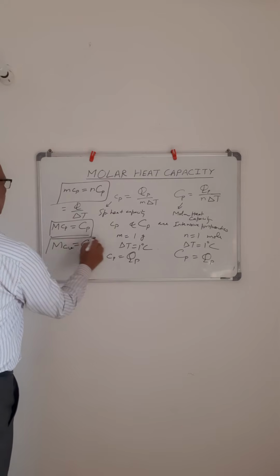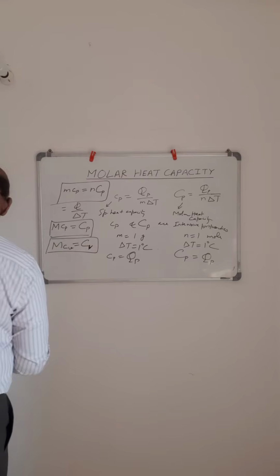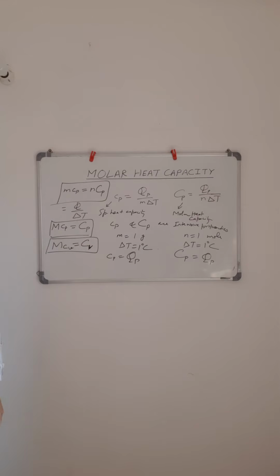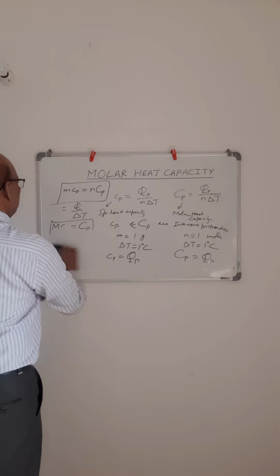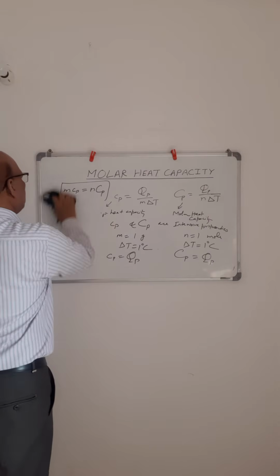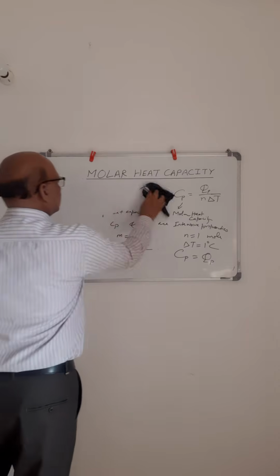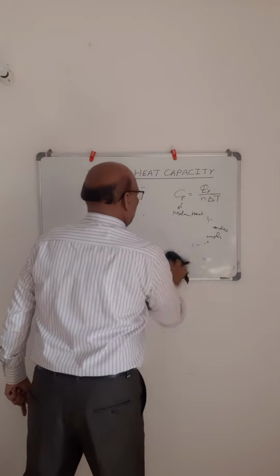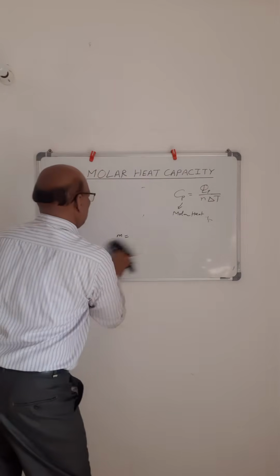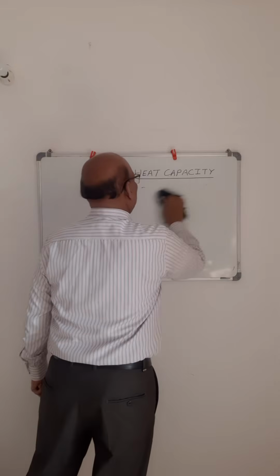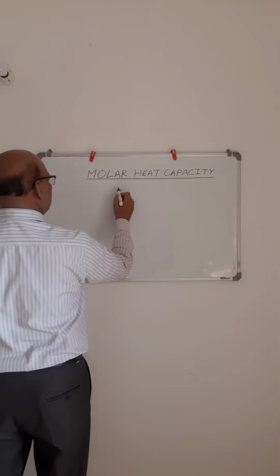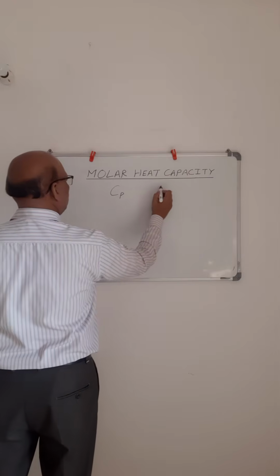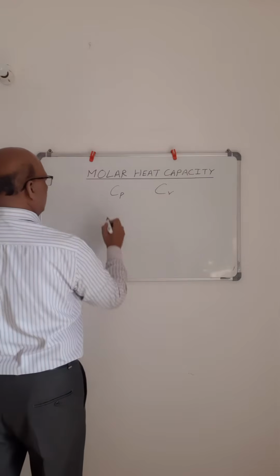So this is just the relationship between small cp and capital Cp, that is the specific heat capacity and the molar heat capacity of the gas. Now we will go into details about the molar heat capacity, that is capital Cp and capital Cv.